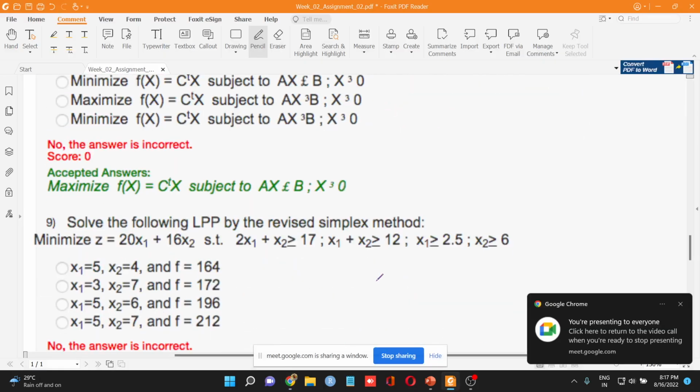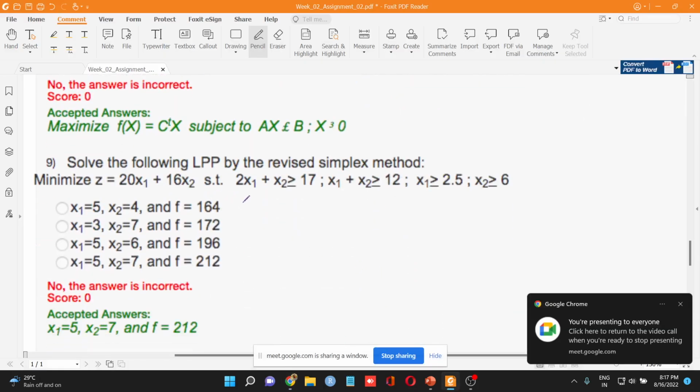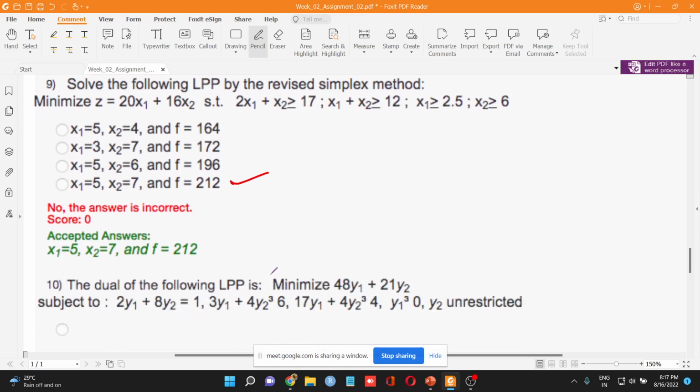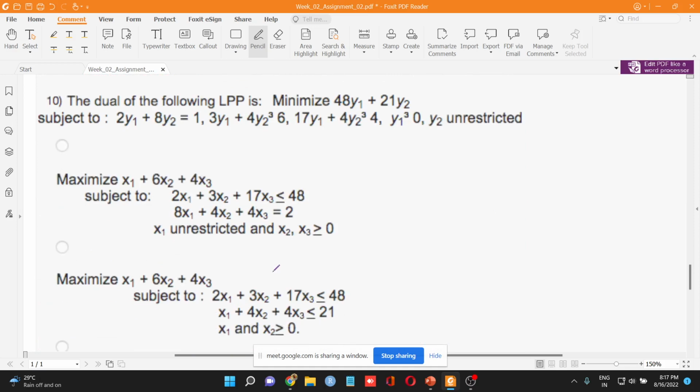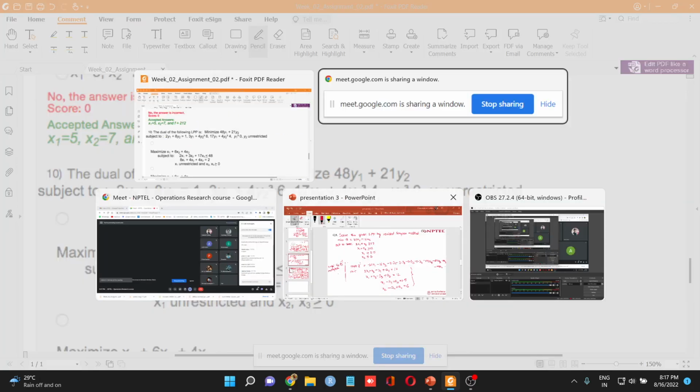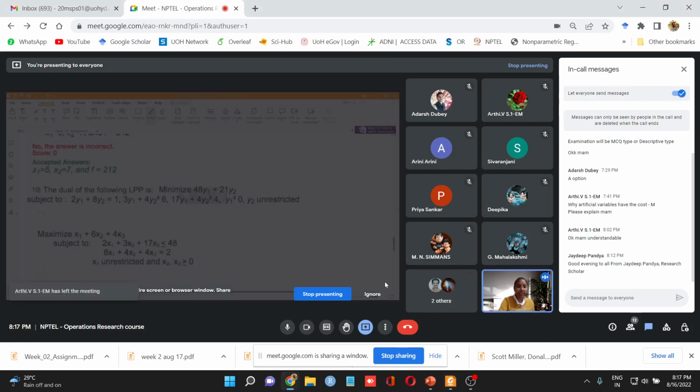Okay, we just saw this problem. So for the revised simplex method, the solution would be D. We can note that and try. And this problem was also covered. So this week we have done these.